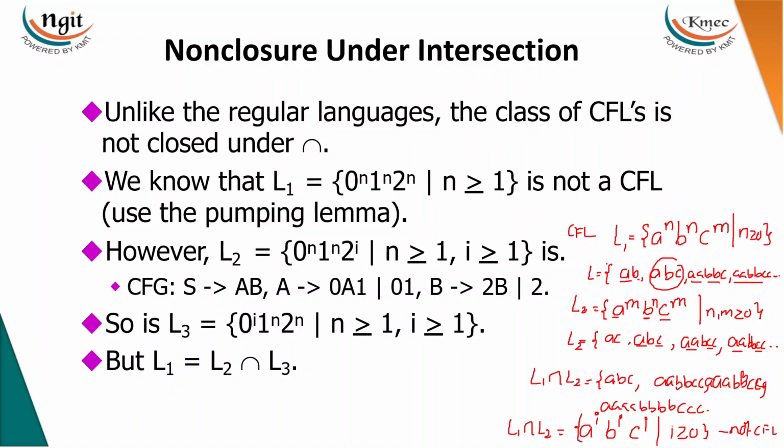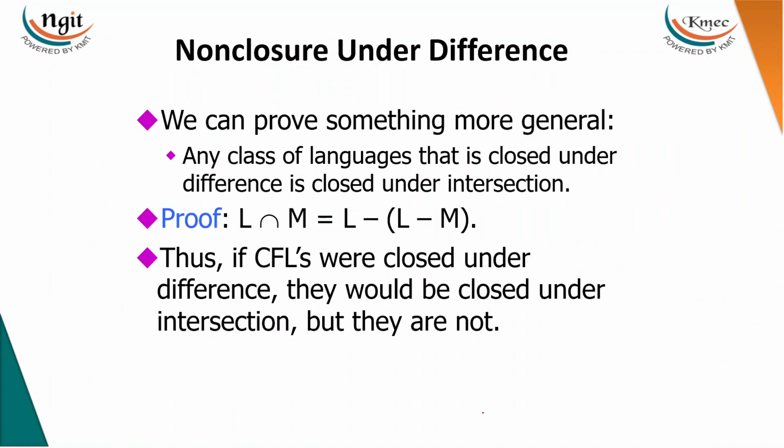There is a reason we are saying that the intersection of two CFLs may not be a CFL. This is a CFL, this is a CFL, but the intersection is not a CFL. So CFLs are not closed under intersection, which means the intersection of two CFLs may sometimes not be a CFL. In the same way, you can go for the difference also. So assume that we have two languages, L and M.